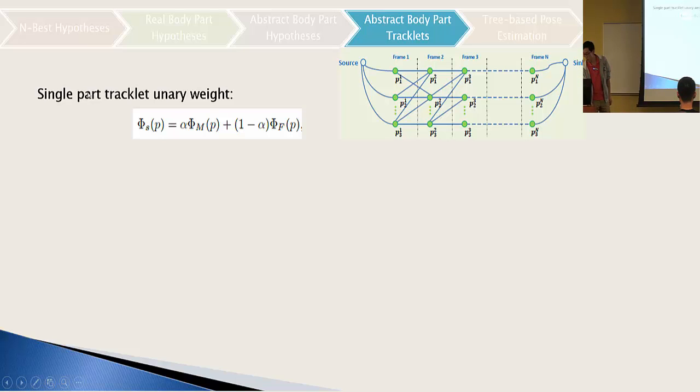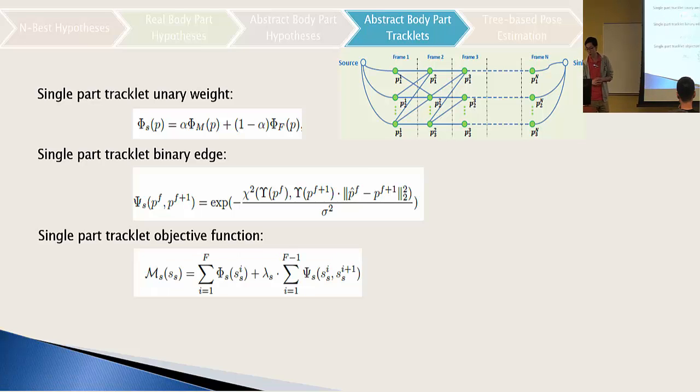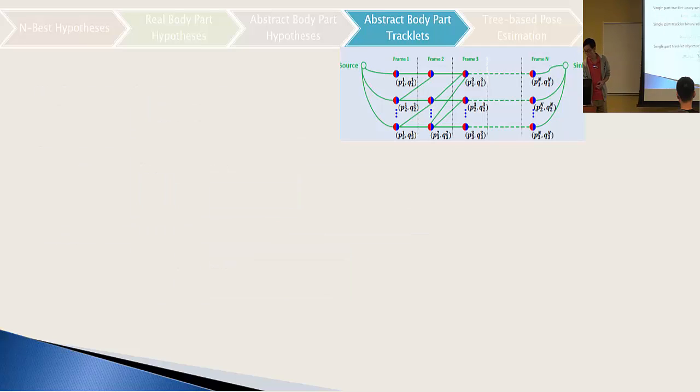This is the unary weights for the single part tracklet, which is a combination of the detection score and the foreground score. And for the single part tracklet binary edges, it's a combination of the first one is the chi-square distances between the HOG features, and the second part is the predicted location error. And our objective function is the combined unary and binary weights.